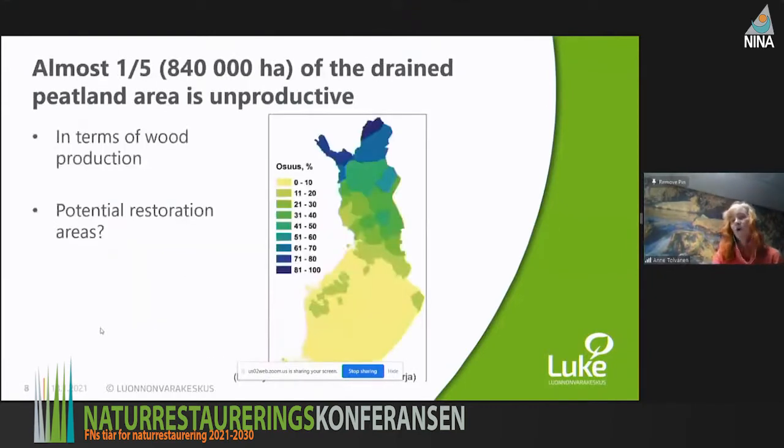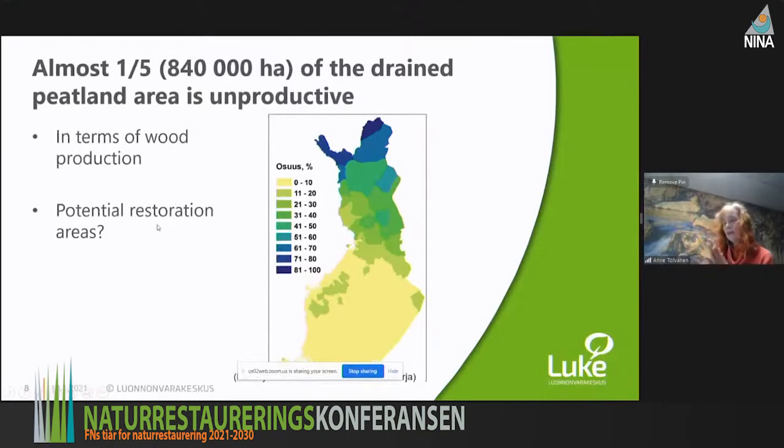But then of these about 5 million hectares of drained peatlands, we have quite many unproductive peatlands. So the ones which do not produce timber in a commercially productive, profitable way. And you can see from these colors that most of these unproductive peatlands concentrate in the northern part of the country, and some in the western part where there are very thick peatland areas also. And as I said already, the reason for the unproductiveness is nutrient poorness, temperature and wetness.